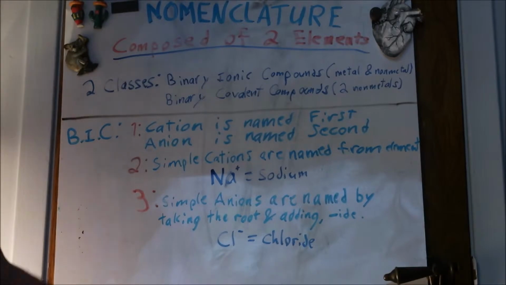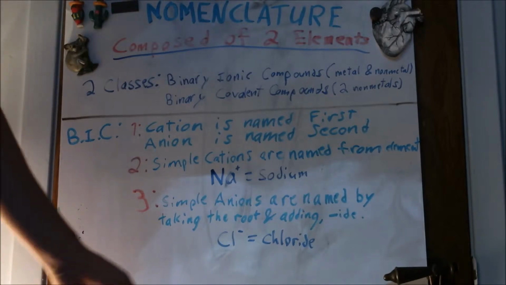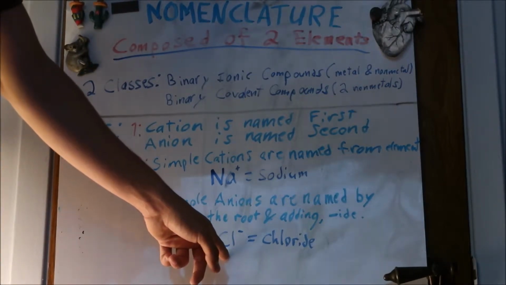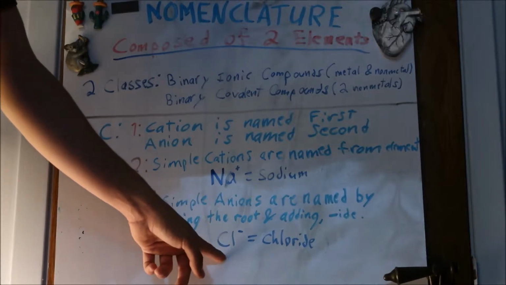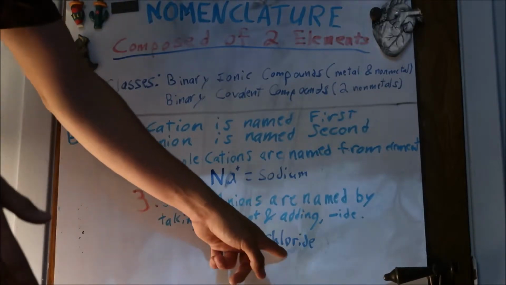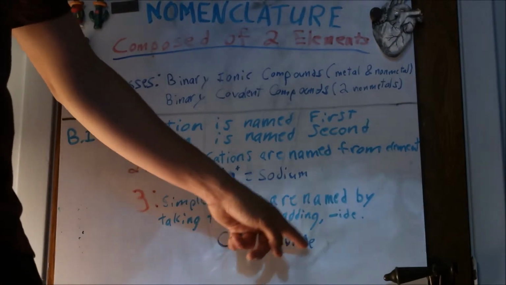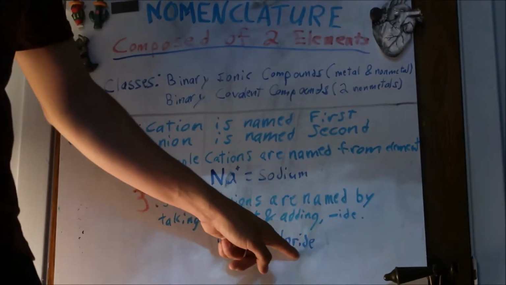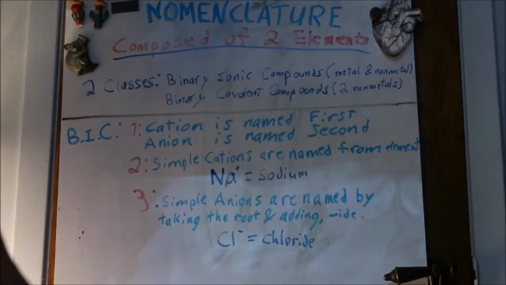The third rule is that simple anions are named by taking the root and adding "ide" at the end, IDE. So for chlorine, its root is chlor, CHLOR, and by the rule you add "ide" at the end, so chloride. And so NaCl is sodium chloride, as you may know, or table salt. And that's generally what you need to know for binary ionic compounds.